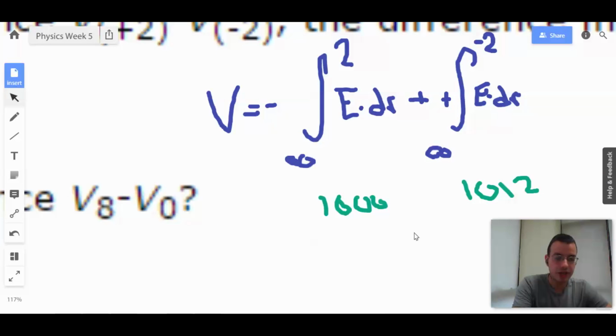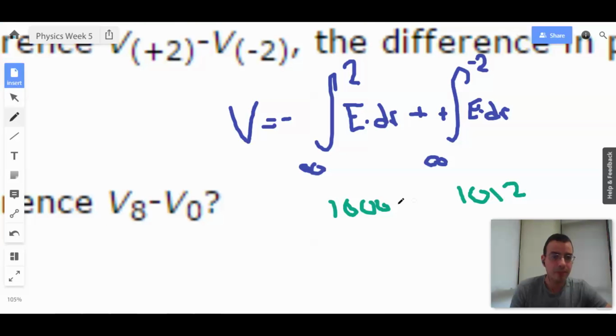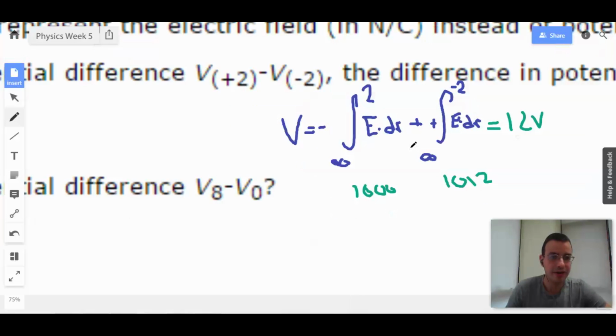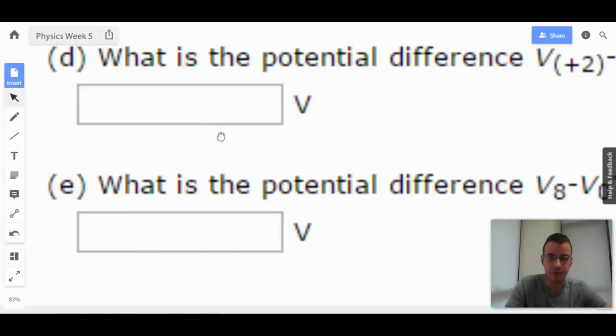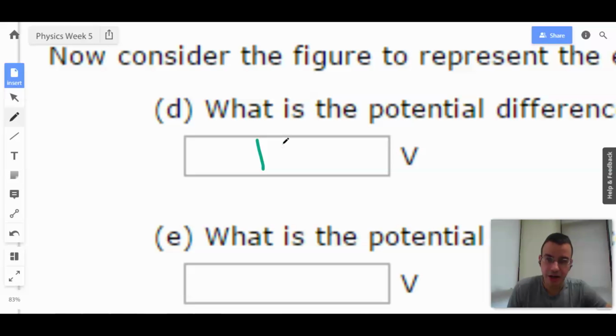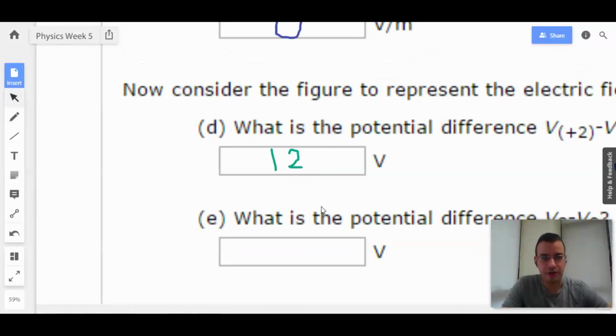So the idea here then is we got 1,012 minus 1,000, which equals 12. So we'll have 12 volts. So again, the number portion of this problem, really easy. Just count the boxes under the graph. The hard part is determining the sign.